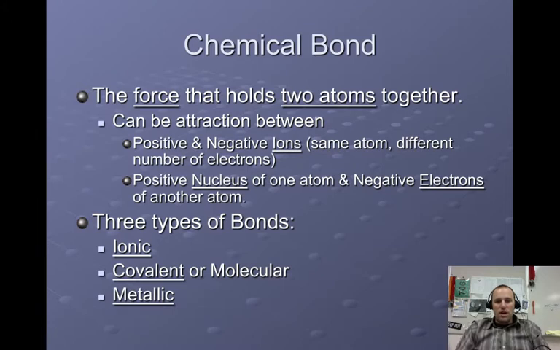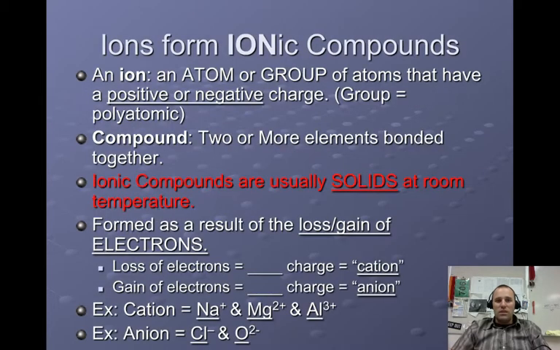The three types of bonds are called ionic bonds, covalent bonds, also known as molecular bonds, and metallic bonds. You can probably figure out from the names what they have to do with. So we're going to delve right into the first one, which is the ionic bond. It makes sense that ionic bonds are from ions.